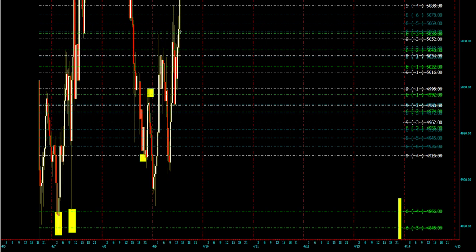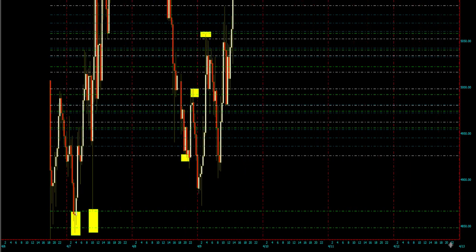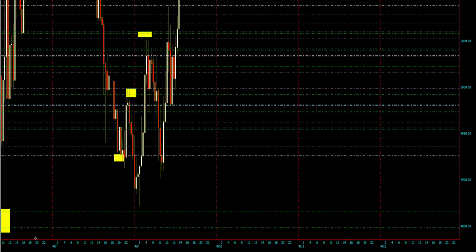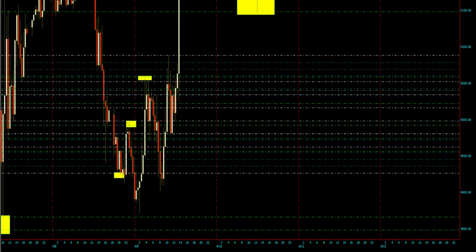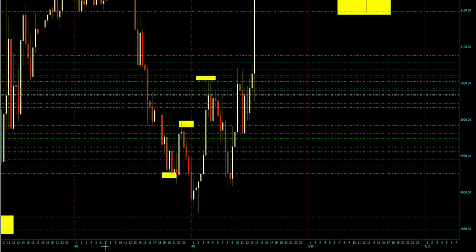Okay, so 6, right? I know these green lines. Basically all the green lines are 6. This is designed that way, right? Green lines are 6. It goes up to 6. Let's zoom in, my friends. All right, I'm zooming in.